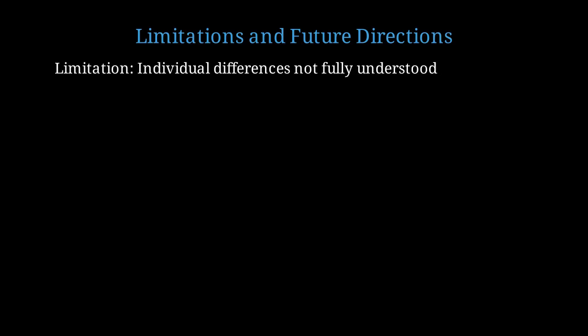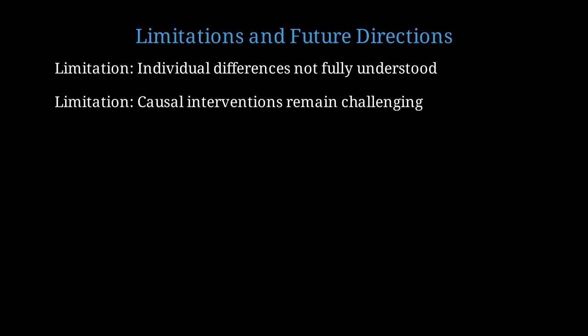Before we conclude, I must acknowledge current limitations and point toward future research directions. While we understand general principles, individual differences in network function are not fully characterized. Why some people naturally show more network flexibility remains partly mysterious. Most evidence is correlational. Causal interventions to directly manipulate specific networks and measure creativity outcomes remain methodologically challenging.